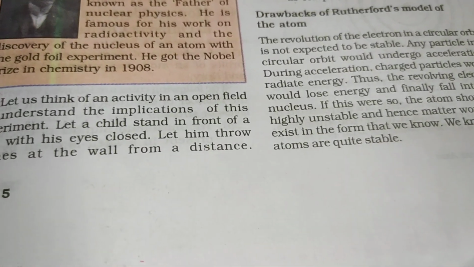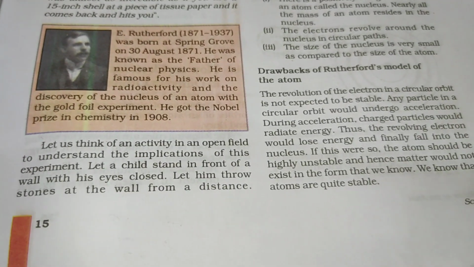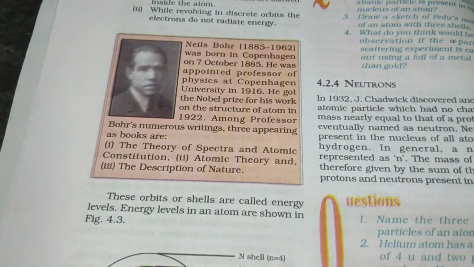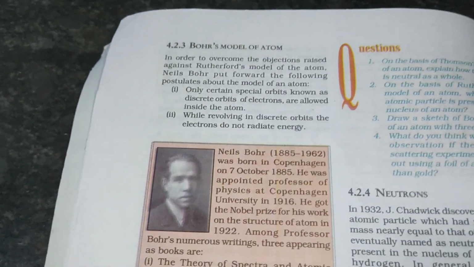But that is not happening, no? The atom is stable. Then how is it possible? This is not explained by the Rutherford model. That's why it failed at this point. After that came Bohr's model, which gave us a stable atomic structure.